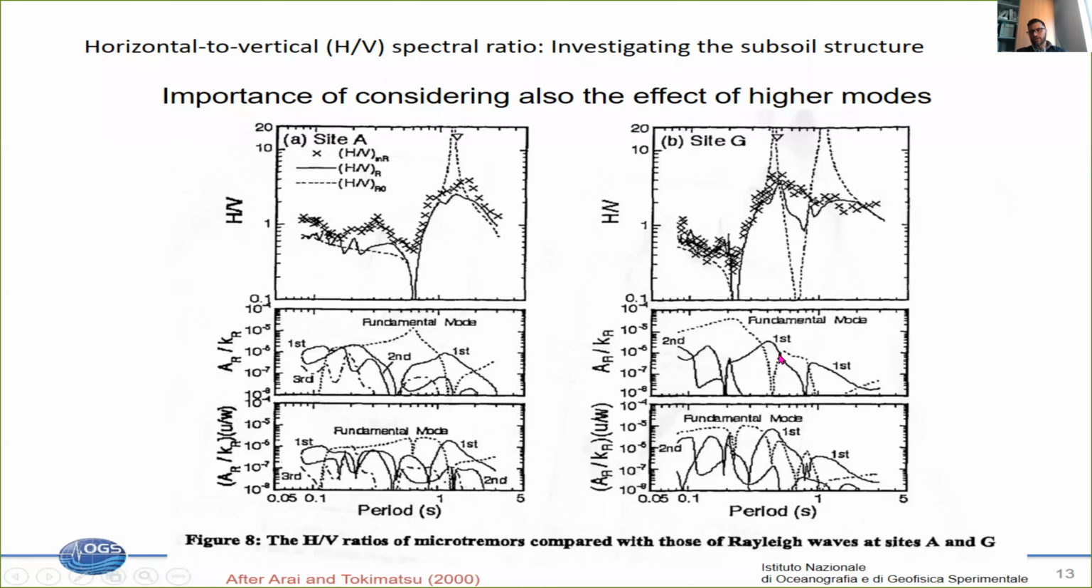If we would look only at the fundamental mode, again here, due to the two large impedance contrasts with inversion of velocities, we would have two clear peaks in the H over V that you see here from the dashed line. But we see only nearly one peak in the H over V.